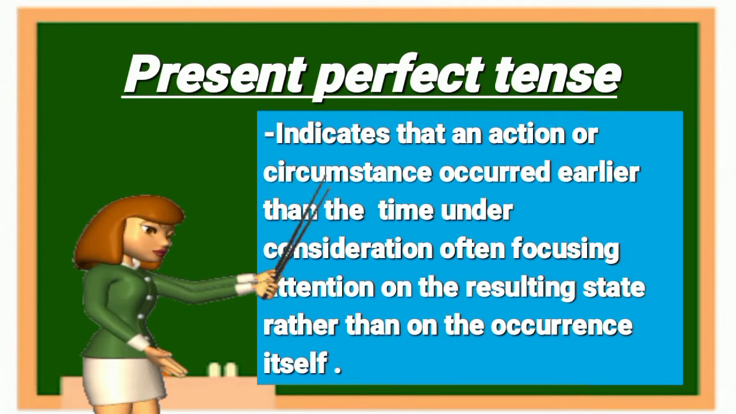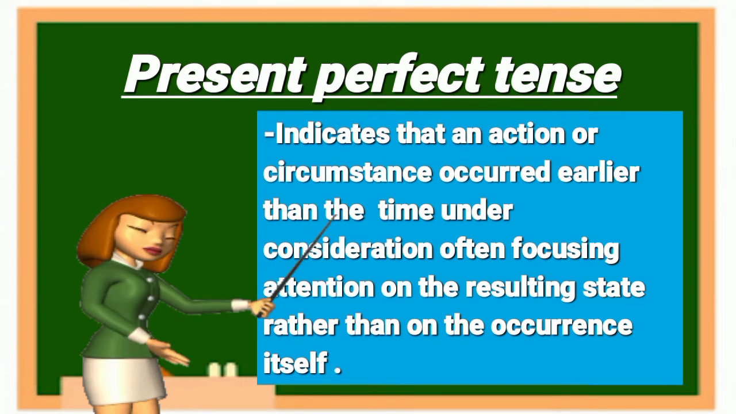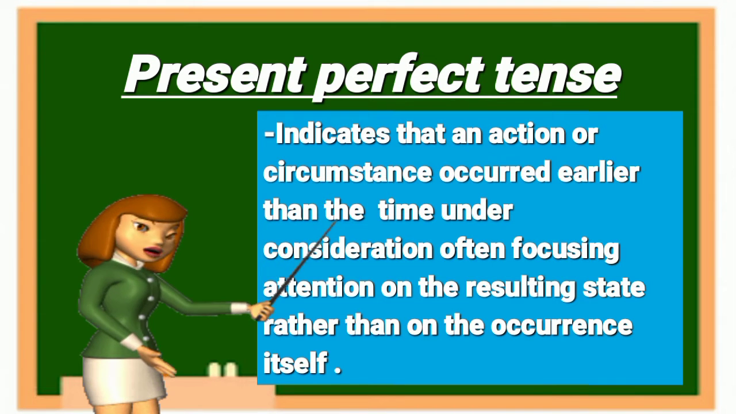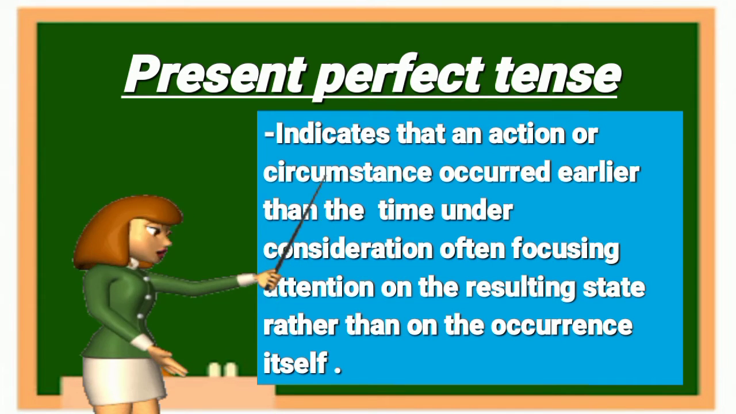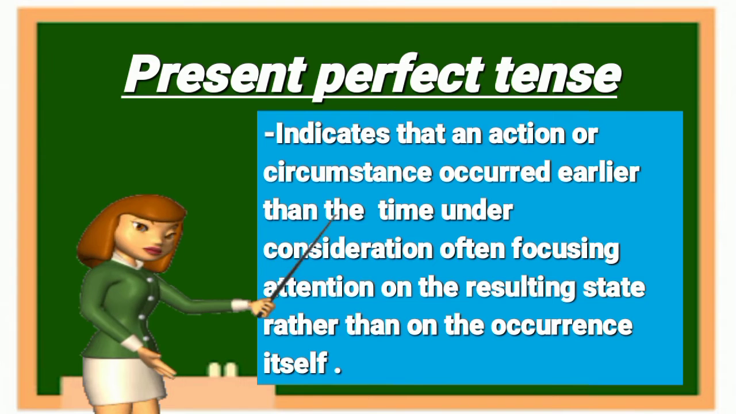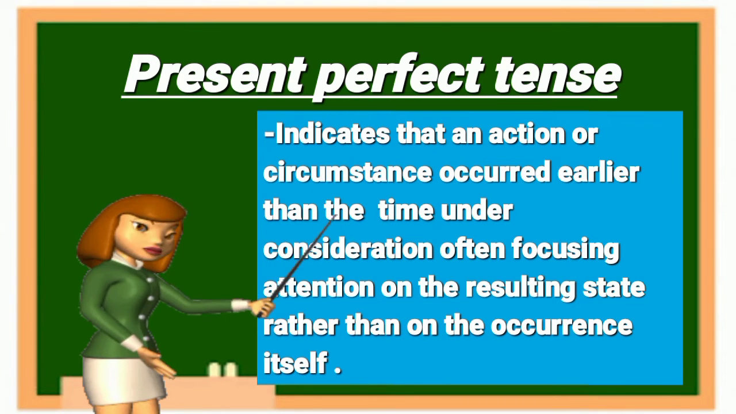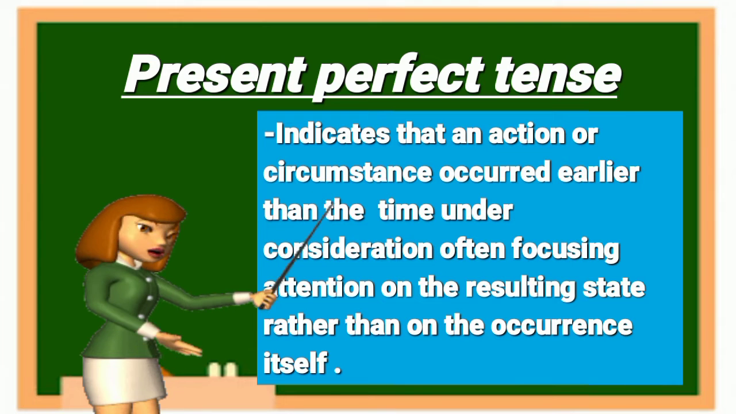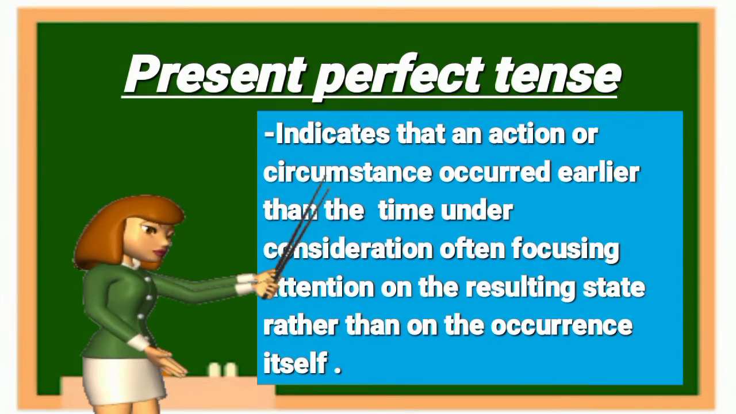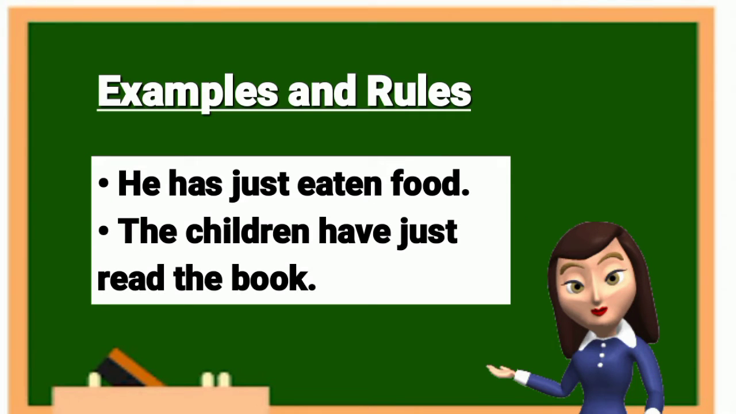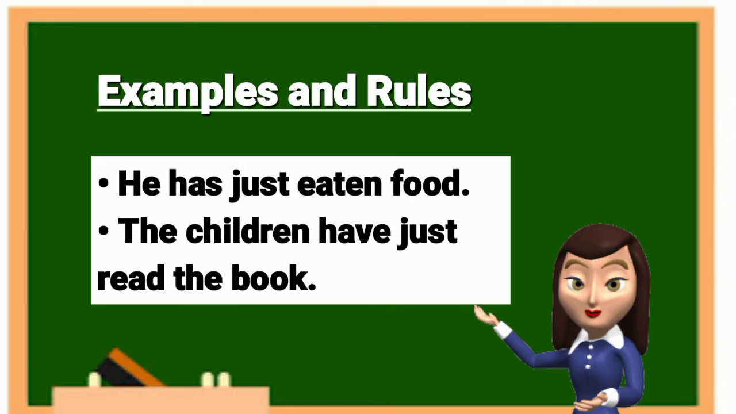So the present perfect tense is used to describe an action that began in the past and has finished by the time of speaking, or it links the past with the present, as it is used to express actions that have just recently been completed. So for us to understand what the present perfect tense is, here are the examples.